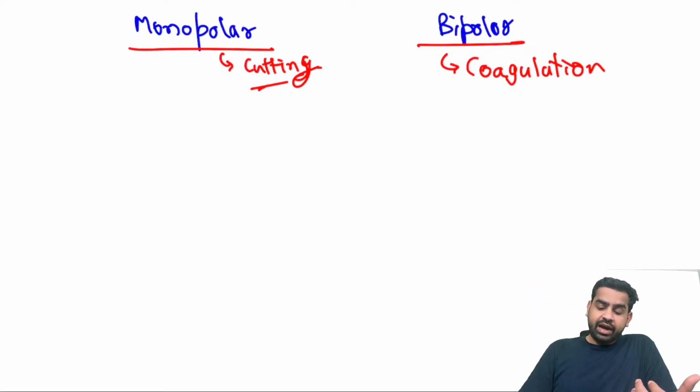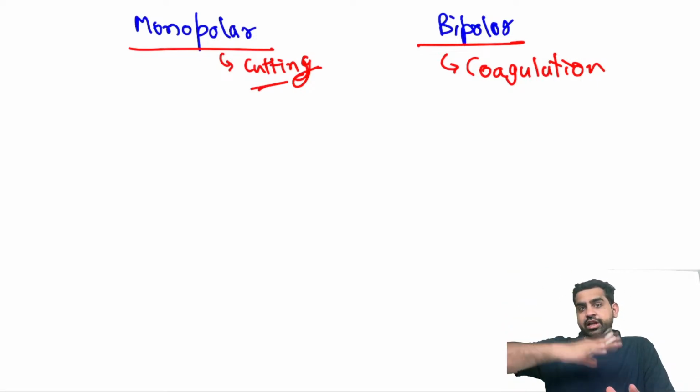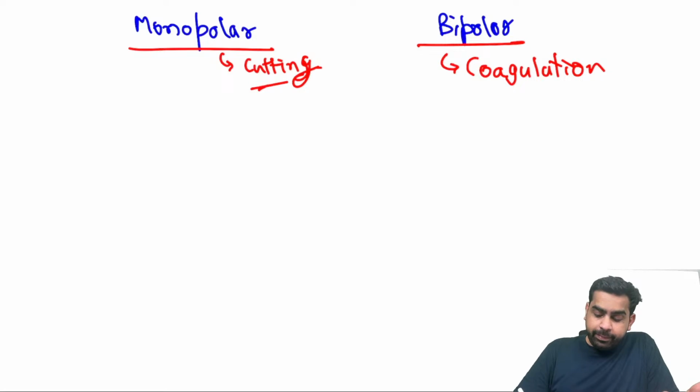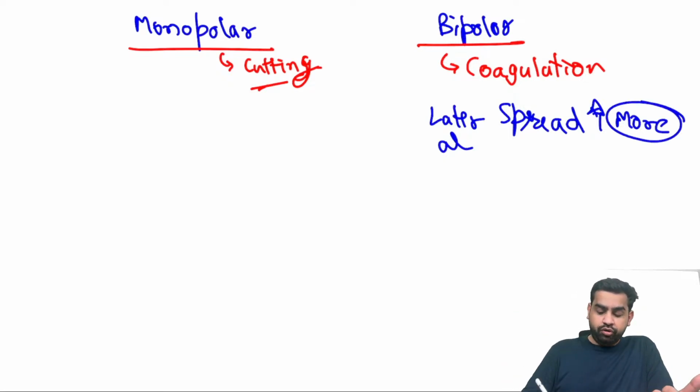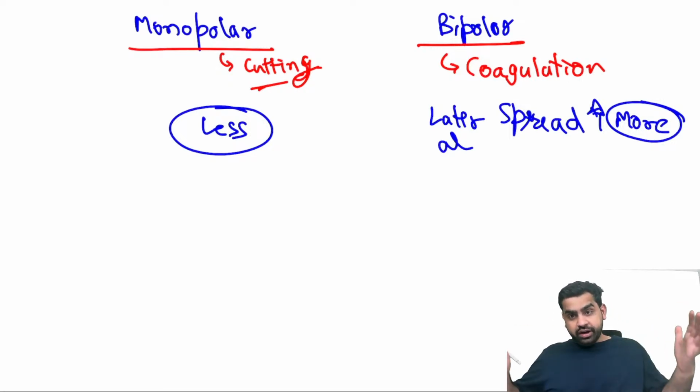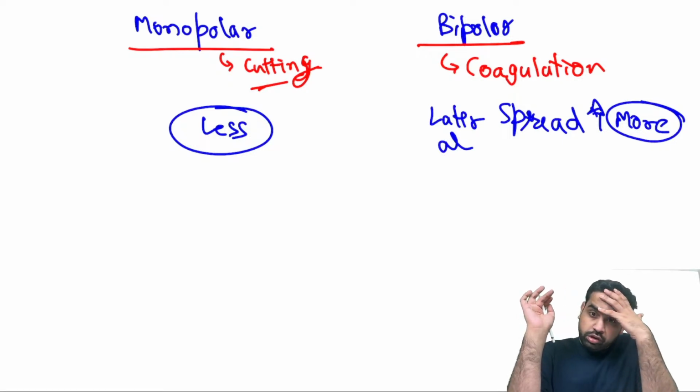Now, what about the lateral spread? Is lateral spread more with the monopolar or the bipolar? If you apply your logic, you will say that the monopolar has more lateral spread, but please try to understand, lateral spread is more in the bipolar cautery and less in the monopolar cautery. Lateral spread of the current is more in the bipolar as compared to the monopolar. I hope you have understood this point.